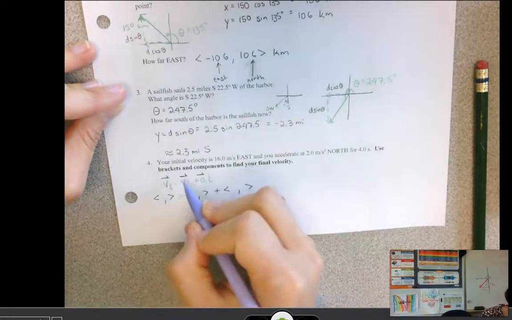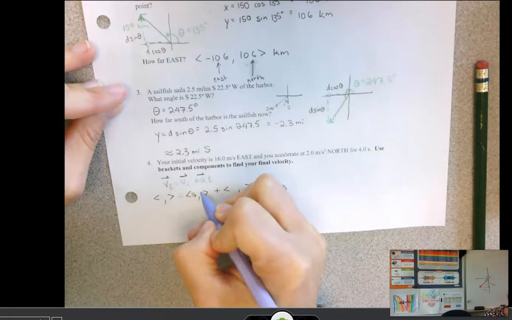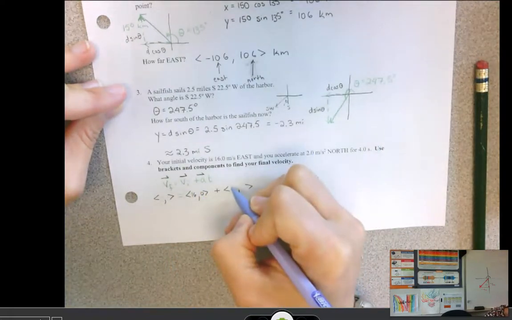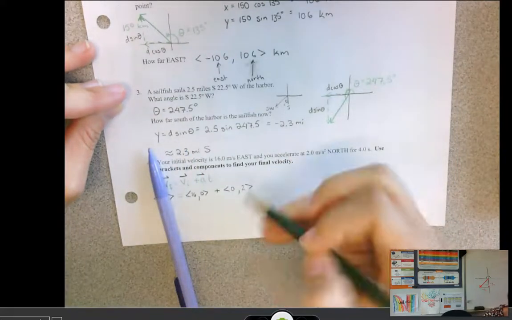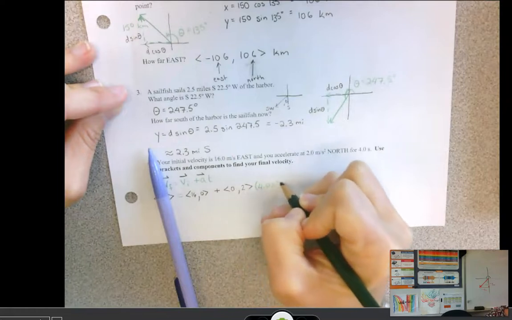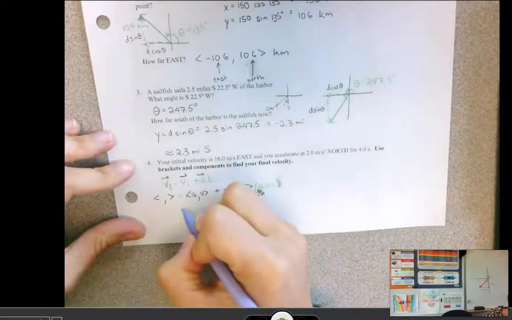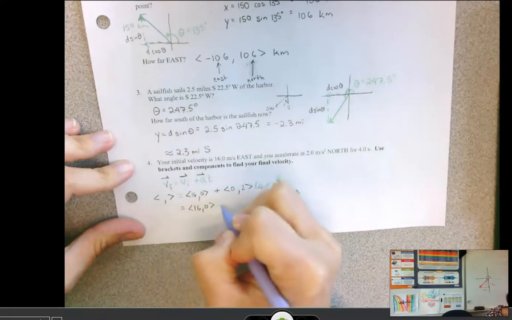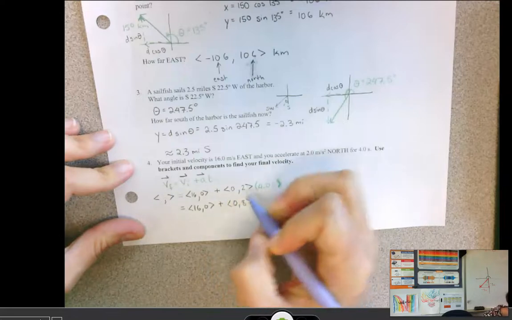Final velocity, that's our answer. Initial velocity, 16 east. That's 16 horizontal, no vertical. Acceleration, 2 north. That's 0 horizontal, 2 vertical. But this is multiplied by t. T is a scalar. It's multiplied by a scalar of 4 seconds. Okay, we can do that. 2 times 4 is 8. So our final velocity is going to be the vector sum of 16, 0 plus 0, 8.